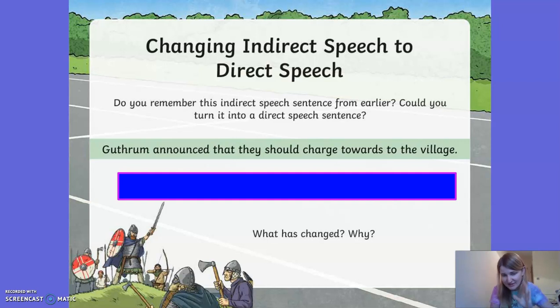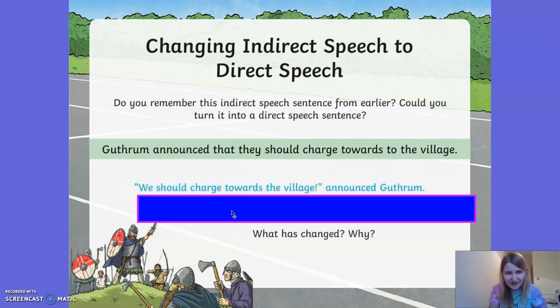What about then, now we didn't have this sentence earlier, so ignore that first bit, but I wonder if you could change this. So at the moment, this is indirect or reported. Guthrum announced that they should charge towards the village. Okay, we're talking about what Guthrum has said to his group of soldiers down here. How could you change that to direct speech? Think about what you might need. Why don't you pause me, have a go at writing it down as a direct speech sentence, and then come back and we'll compare our answers.